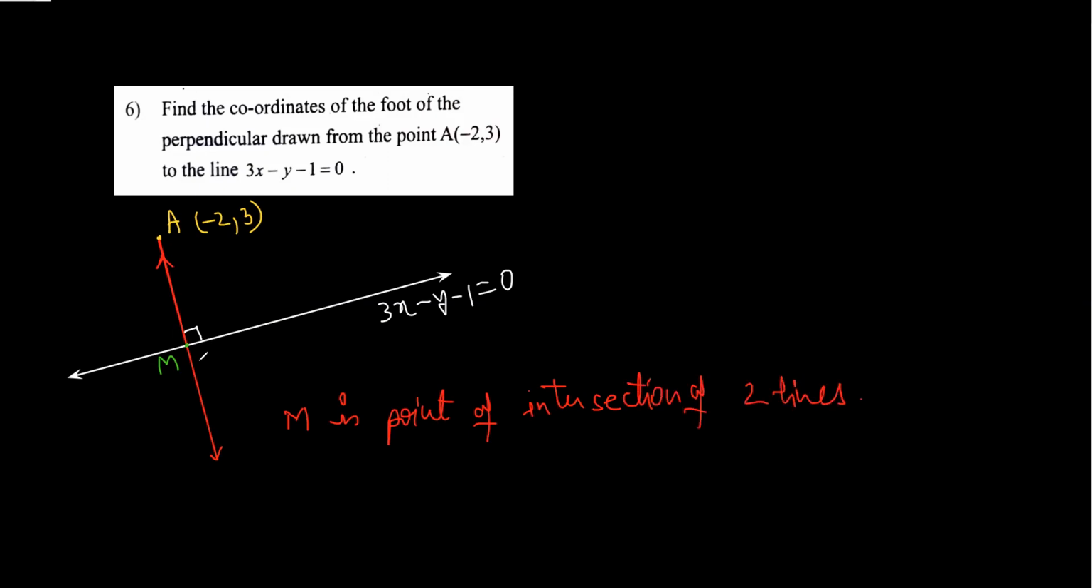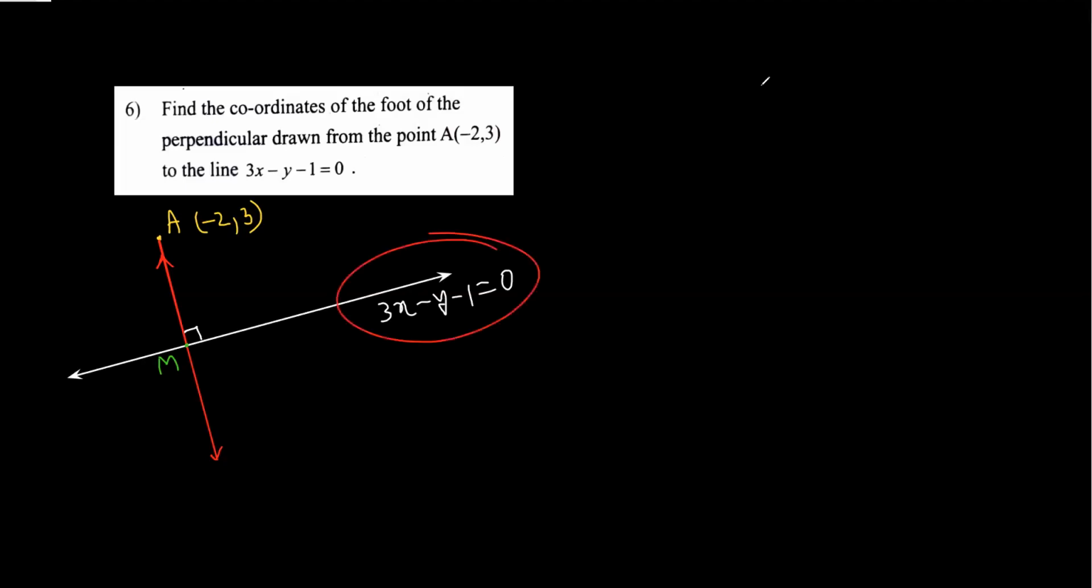So what I will do, see, in order to get this point of intersection, which is nothing but the foot of the perpendicular, I will get the equation of two lines. See, this equation you already have. You already have the equation of this white line. You have to find the equation of red line. And then once I get the two equations, I will solve them simultaneously. That will get me the point of intersection.